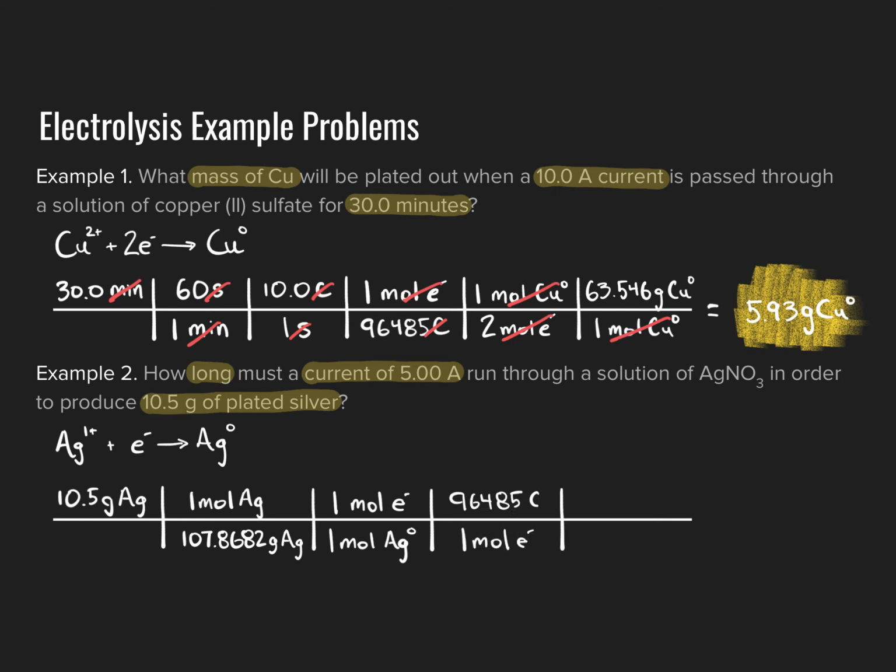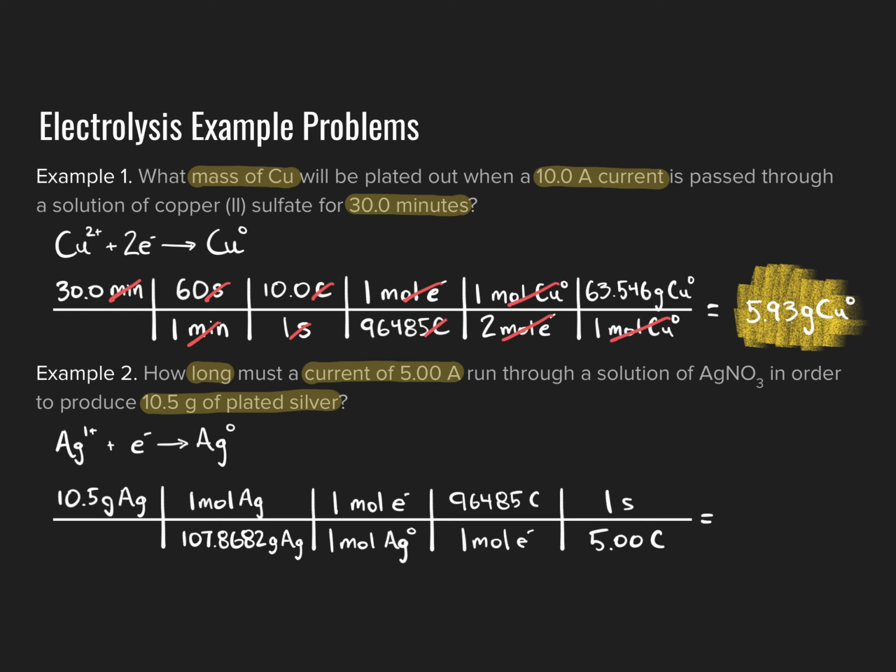There are 96,485 coulombs of charge per mole of electrons. And then final step along the way here, I'm now going to use my current to convert from coulombs of charge into time. By definition, a 5 amp current means that 5 coulombs of charge are running through our system for every 1 second of time which passes.